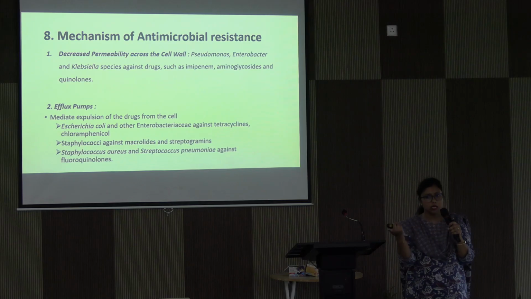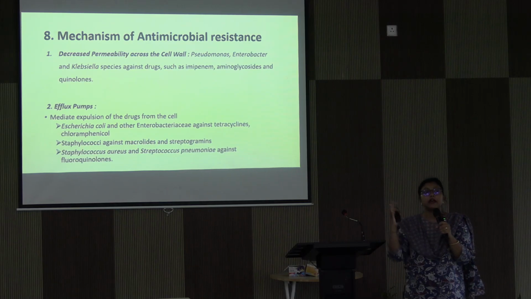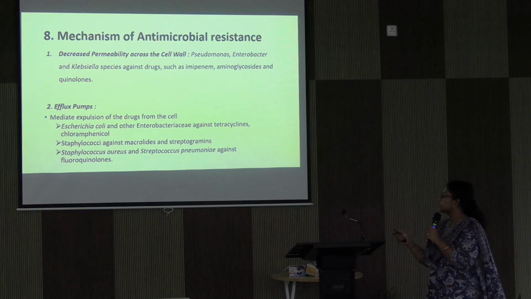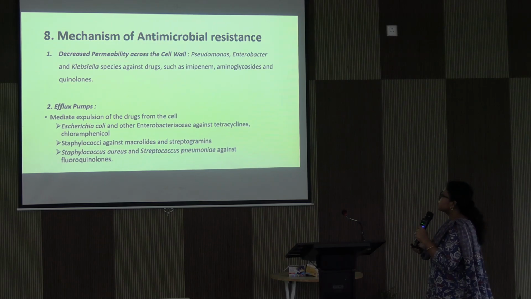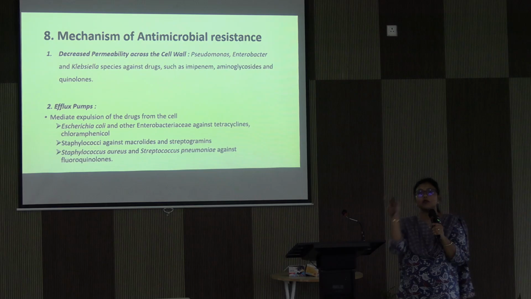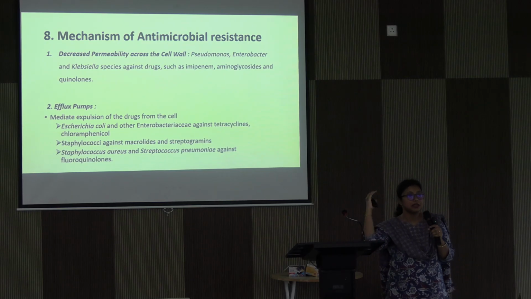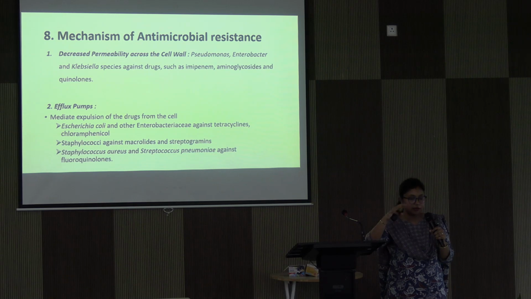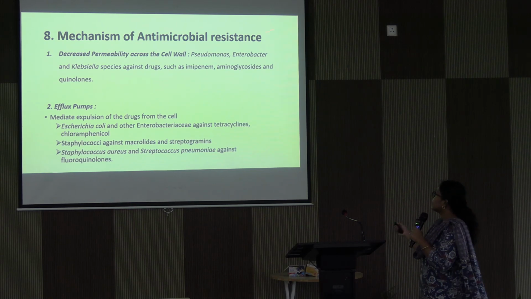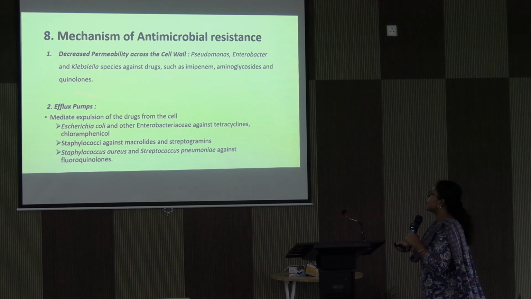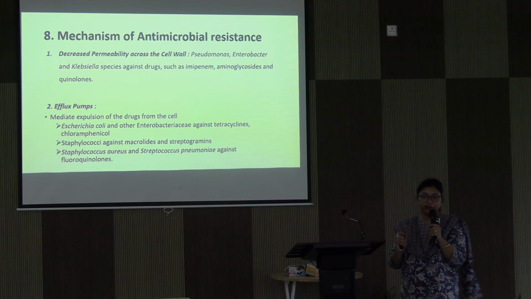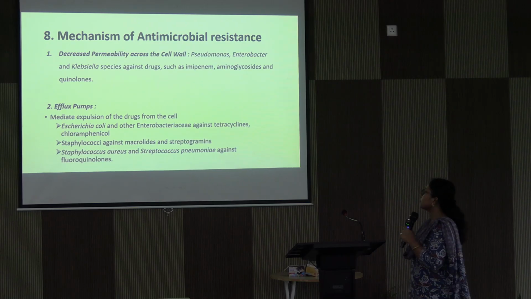So how does any microbe acquire resistance? What are the mechanisms? One is decreased permeability across the cell wall. So the cell wall may be too rigid, permeability is less, so the antimicrobial is not able to penetrate. Examples: Pseudomonas, Enterobacter and Klebsiella species against drugs such as imipenem, aminoglycosides and quinolones, fluoroquinolones.